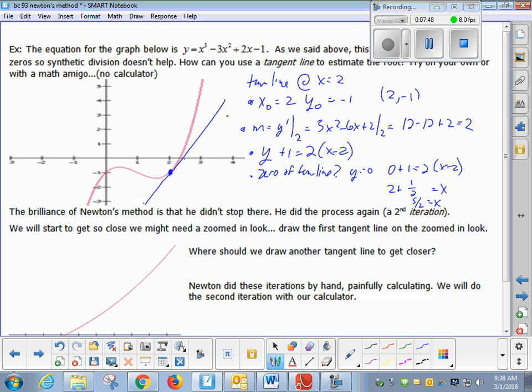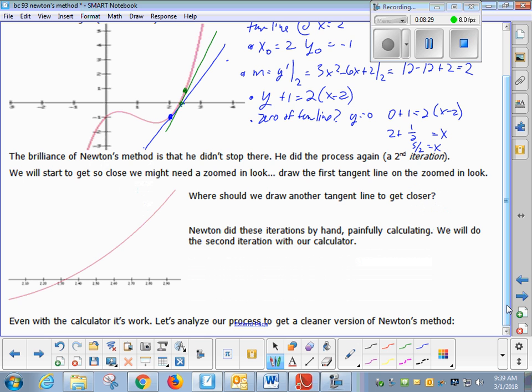Okay. Now that's fine. It's a good estimate. But the beauty of Newton's method isn't that you stop there, right? The beauty of Newton's method is that you do it again, but at a new point. That 5 halves, we assume, is closer to the 0. So if we did this tangent line process again, but instead of at 2, we use 5 halves, go up to the curve, and do a tangent line at that point, then it's really close to the true 0 if you trace back. That's doggone close. Now, that's called the second iteration.